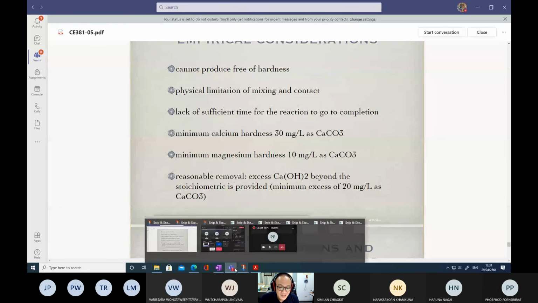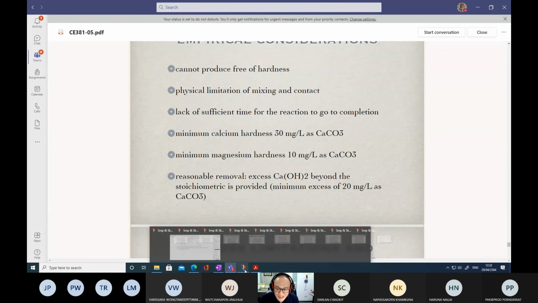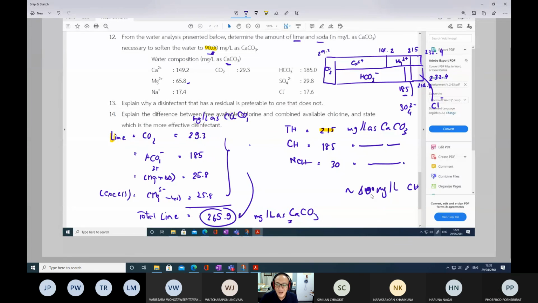It means that if we add it like this, we still have 40 milligrams per liter left. It doesn't mean that if we add 185, it will be completely removed. No, only 145 is expected to be removed, but 40 milligrams per liter still remain, plus the non-carbonate hardness.